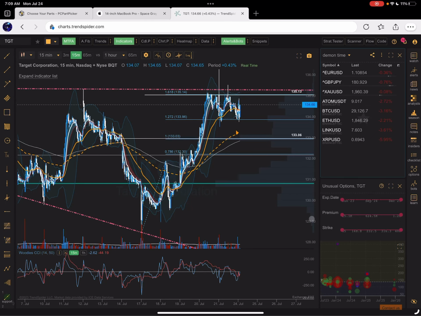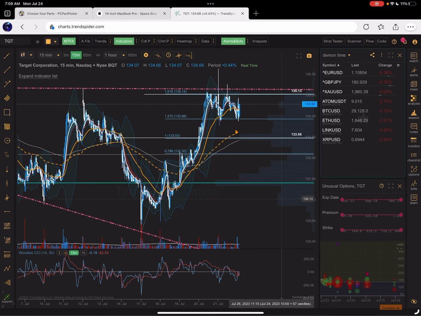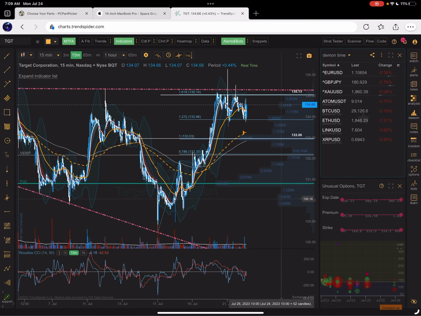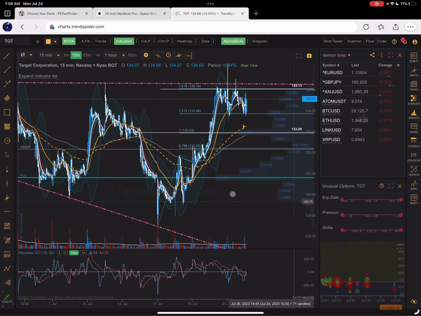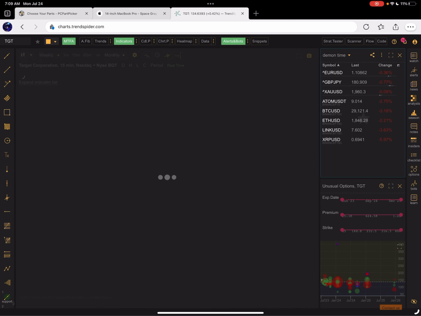Good morning, traders. So today, I told you guys I was going to do a setup overview. I was going to go over specifically this target setup. I was having some issues on my computer, so I figured I'd just come over here and do it. So for target, I'm actually going to pull out to the longer time frame. Right now, I'm going to go to the weekly.